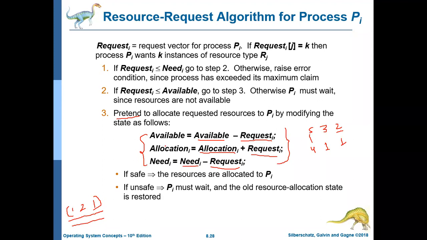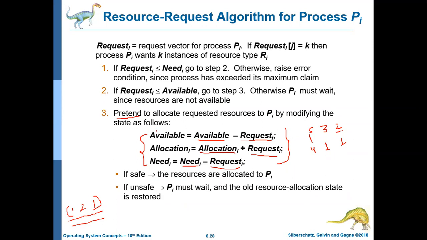Now you are having all the different values, including the different available. Now you need to check whether it is safe after the resources are allocated to Pi. If the system is unsafe after the resources are allocated to Pi, then Pi must wait and the old resource allocation state is restored.